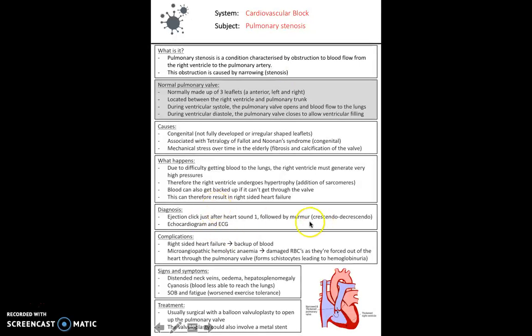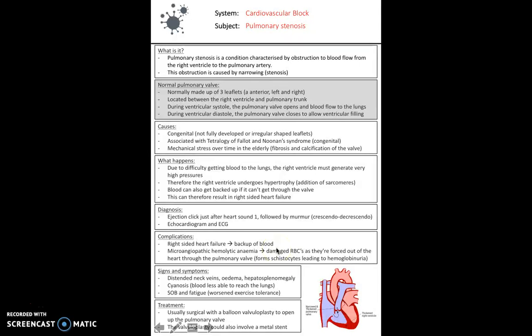With regards to diagnosis, it comes back to auscultation and an ejection click just after heart sound 1, so this simply is a click that you'll hear, followed by a crescendo-decrescendo murmur, but again relying on echocardiograms for the definitive diagnosis. With regards to complications, it can cause right-sided heart failure, and therefore you should be linking the symptoms again to distended neck veins, edema and hepatosplenomegaly, but also it can cause microangiopathic hemolytic anemia.